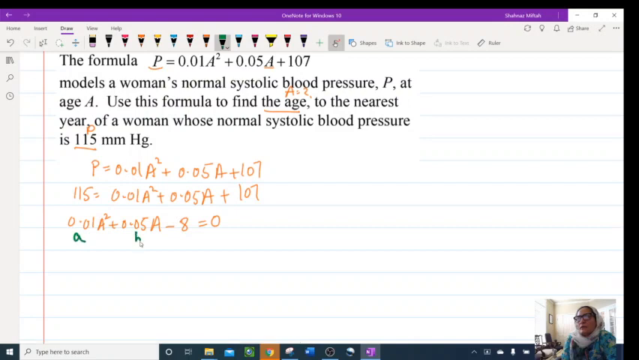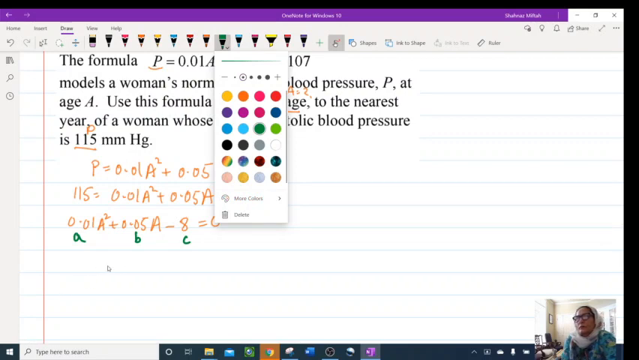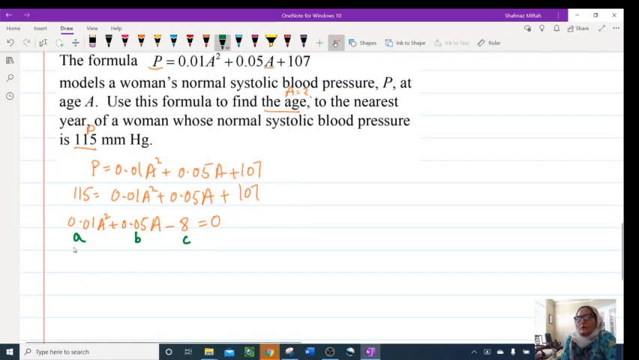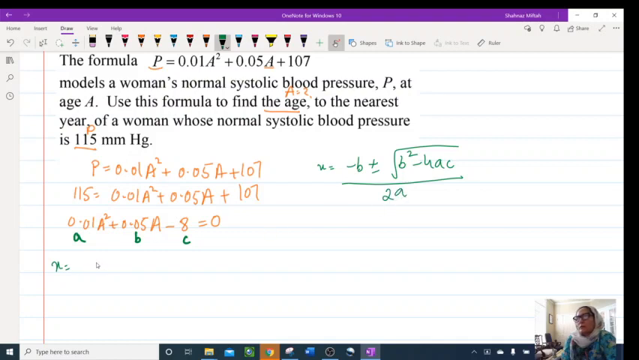There you go. Now we already know this is A, B, and C. Can you see that? Okay, so let's try the quadratic formula. Our quadratic formula is x equals negative b, positive or negative the square root of b squared minus 4ac, which is our discriminant, all over 2a. So x equals, b is 0.05, and this is negative, by the way, that stays.